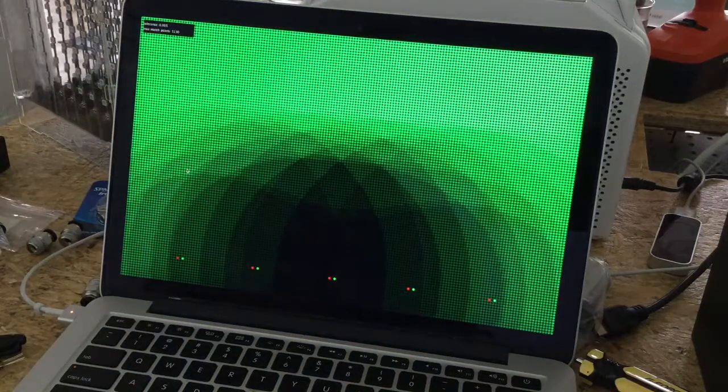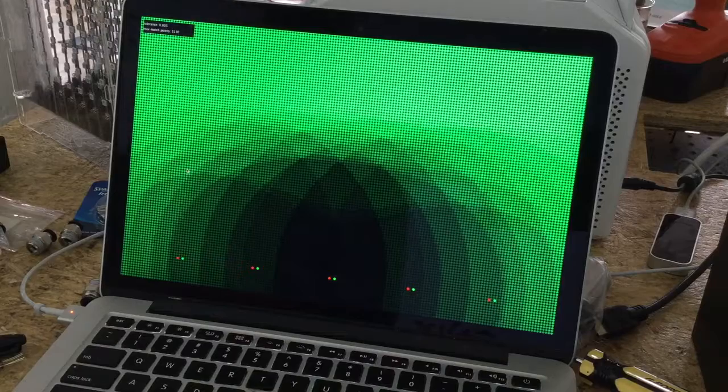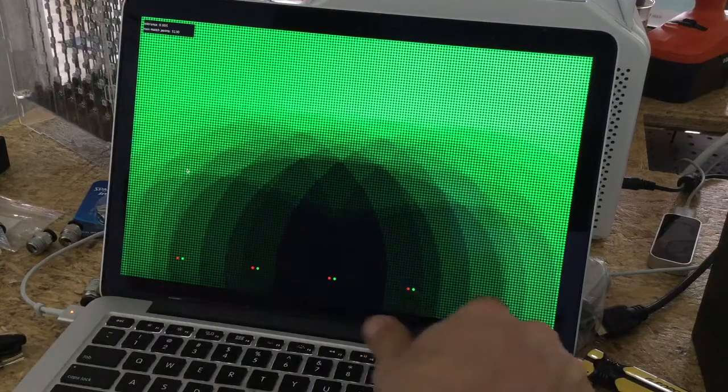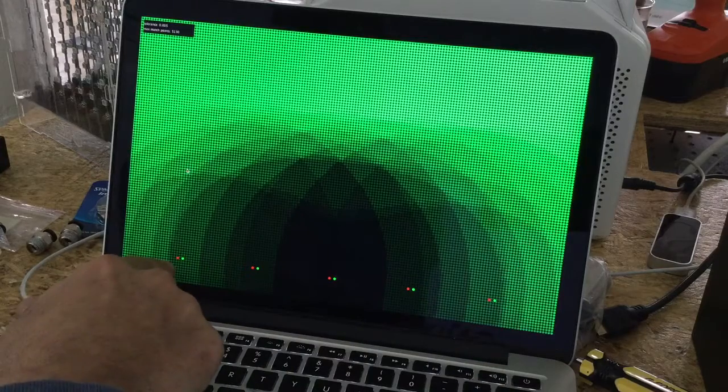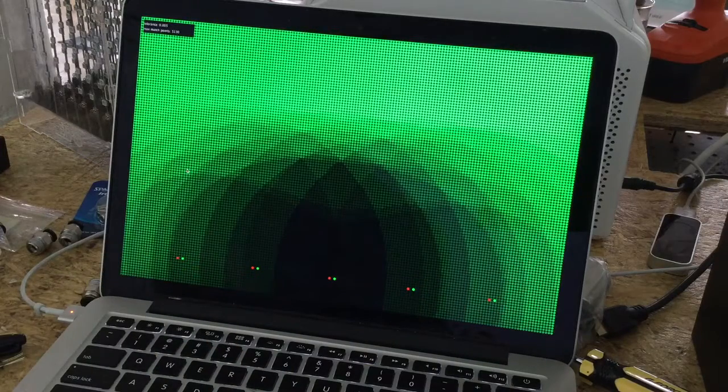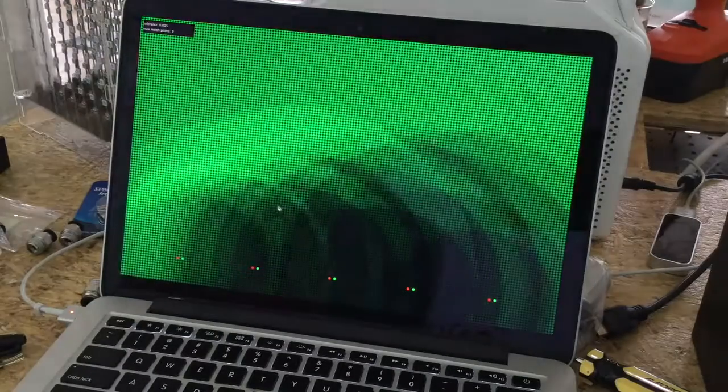Okay, this is an updated program showing what happens when we have a lot of emitters and a lot of detectors. So here, there's 5 emitters and detectors. Red is an emitter, green is a detector. And really what I'm interested in is what we call the pattern of overlaps.